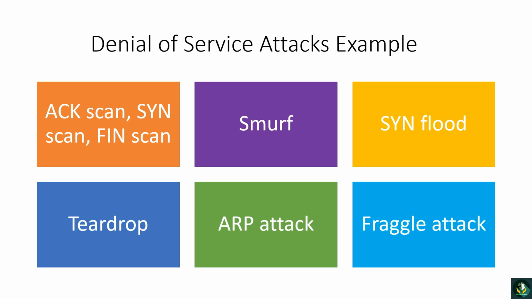Both the Fraggle and the Smurf attacks have largely been left behind, as routers no longer forward packets sent to their broadcast addresses. So that's all about denial of service as an example on a wireless network.